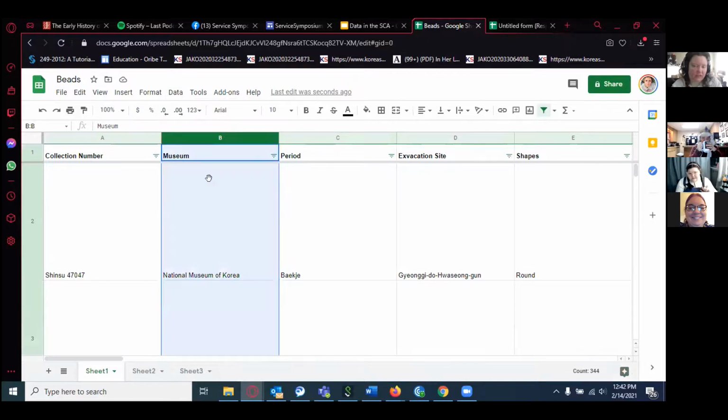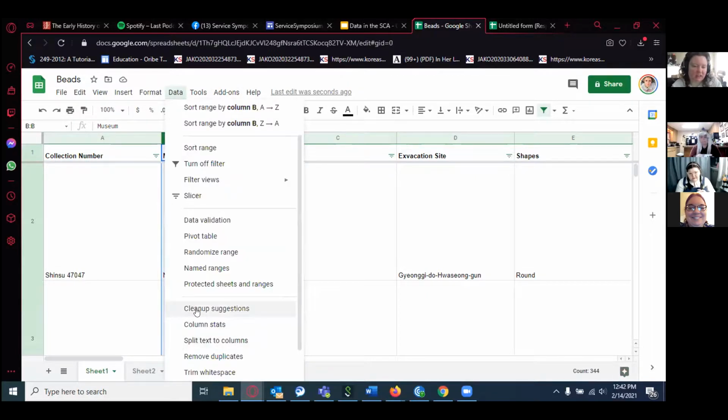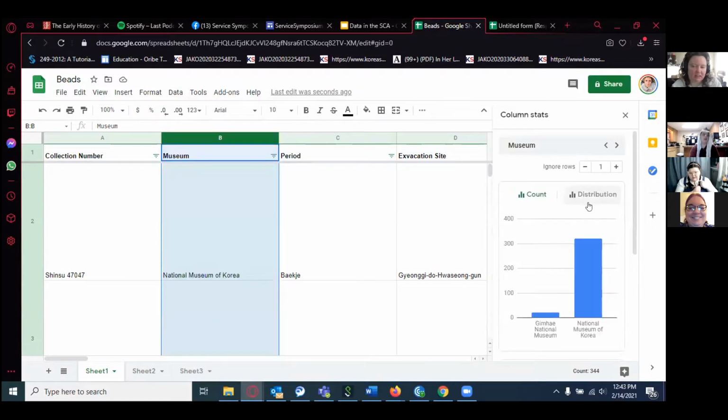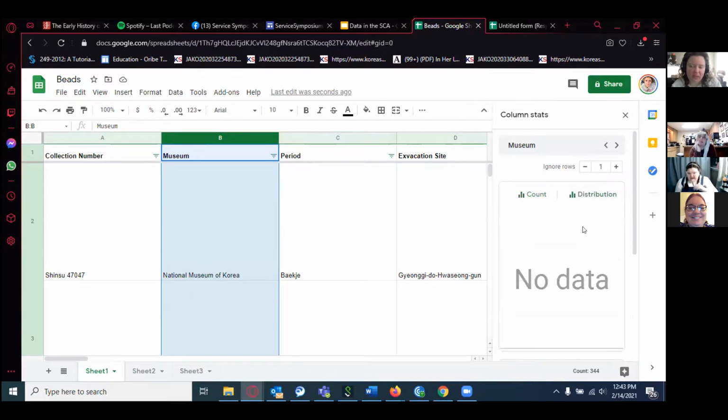So if I select this column, I could make a column stat, and it would tell me things such as the count of the column and the distribution, if the distribution is legitimate.